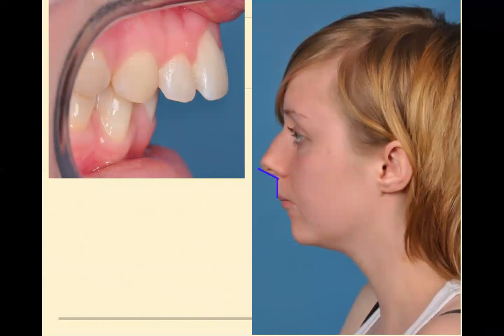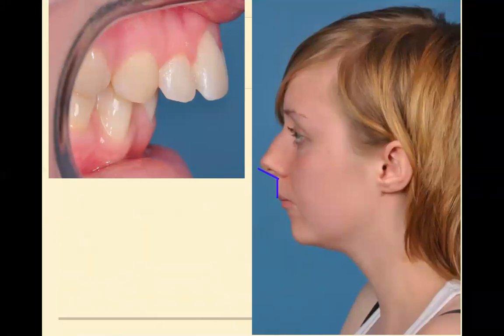And in these cases, I will move the lower incisors forward, knowing that I'm doing that with unstable results. And the patient has to use what we call a bonded retainer for the rest of her life because we can't get stable results by proclining the lower incisors. However, we get a more acceptable aesthetic result.